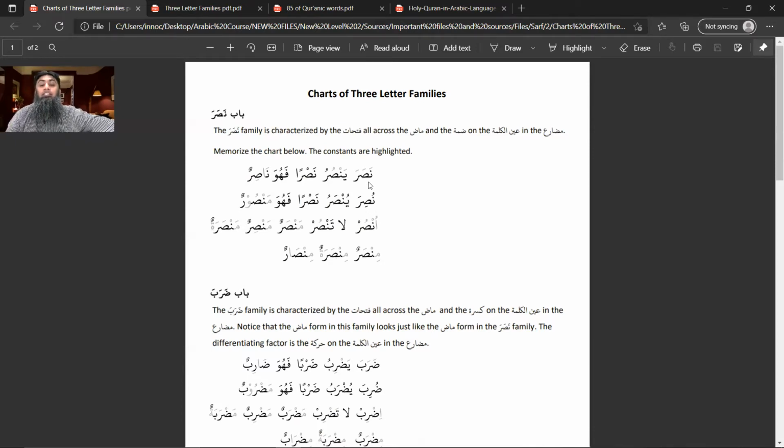You know, sister, the difference between active speech and passive speech is, in the case of active speech, you know the doer, the fail. For example, when you say Nasara, he helped, right, sister? And in the case of passive speech, you do not know the doer. So when you say Nusira, it will be it was helped or he was helped by someone. You can say help was done.